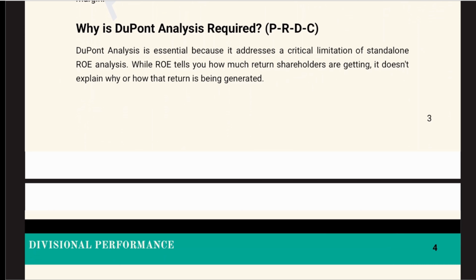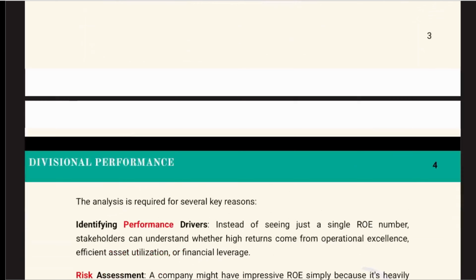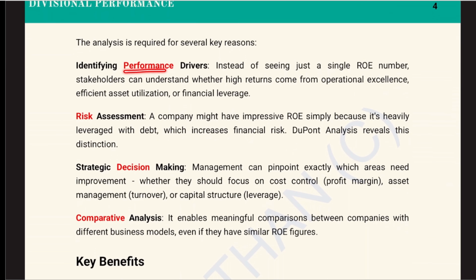How? PRDC is an acronym to remember. One, it identifies performance drivers. So instead of this 20%, there are 3 performance drivers: net profit margin, asset turnover and financial leverage. It identifies them and segregates them. Then, using this, you can do risk assessment. For example, if the degree of financial leverage is too high for a company, then it is a very risky business.